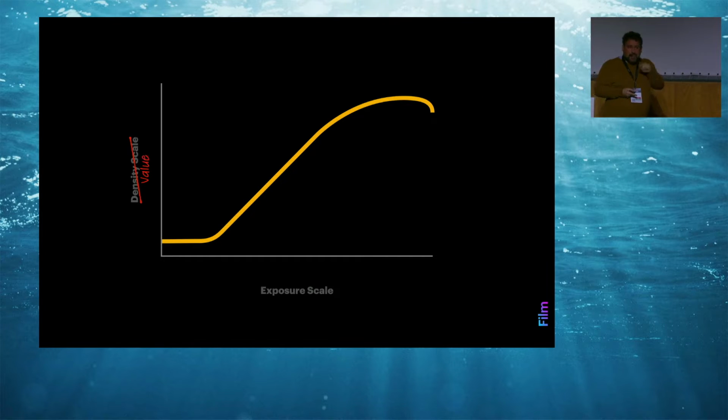The first thing is what I said before. We are going to keep the density scale, because we are going to work with digital. But we need to understand that the minimum value that we can get is not here. It's slightly higher. That is called the minimum density. So the minimum density is how black is the black.